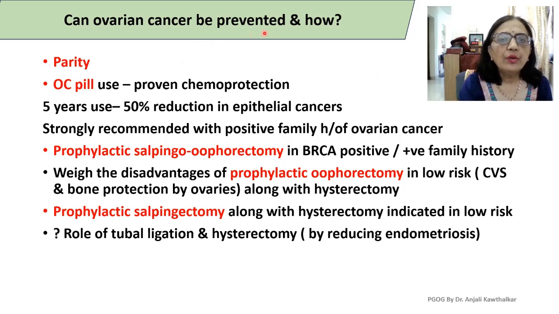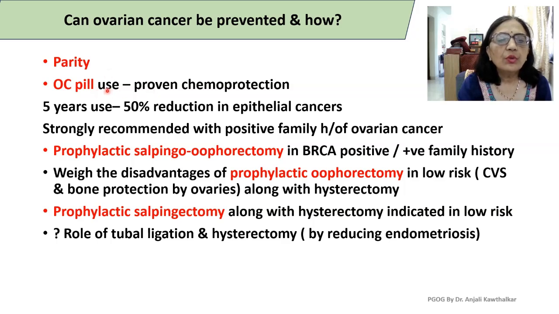Now, can we prevent ovarian cancer? And if so, how can we prevent it? Your answer should be yes, to some extent we can prevent development of ovarian cancer. Parity protects. Lactation protects a woman. Even in a woman having a single child, there is a significant reduction in the risk of ovarian cancer, as during pregnancy and during lactation, ovulation is suspended.